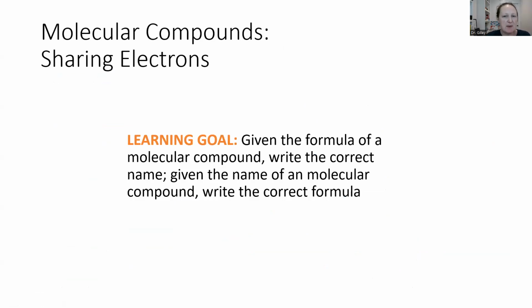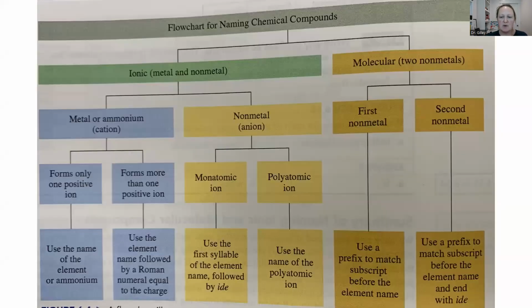Okay, the last type of naming we're going to do today is on molecular compounds, which are compounds that are formed from electron sharing rather than electron transfer. The learning goal for this section is going to be given the formula of a molecular compound, write the correct name, or given the name of a molecular compound, write the correct formula. So now we're moving over here to this part of our flowchart, where we're naming molecular compounds that are formed from multiple nonmetals.